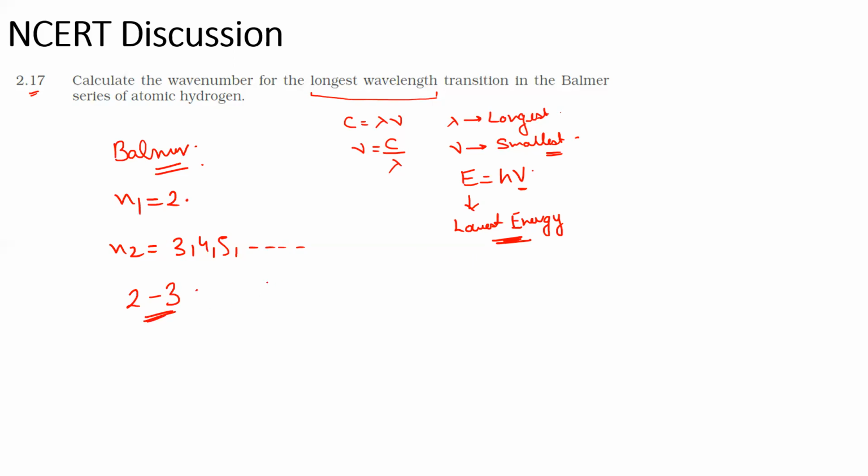We will not be considering 2 to 4, or 2 to 5, because there would be a considerable amount of energy in this due to the gap in the orbitals. So we will be considering only from 2 to 3.